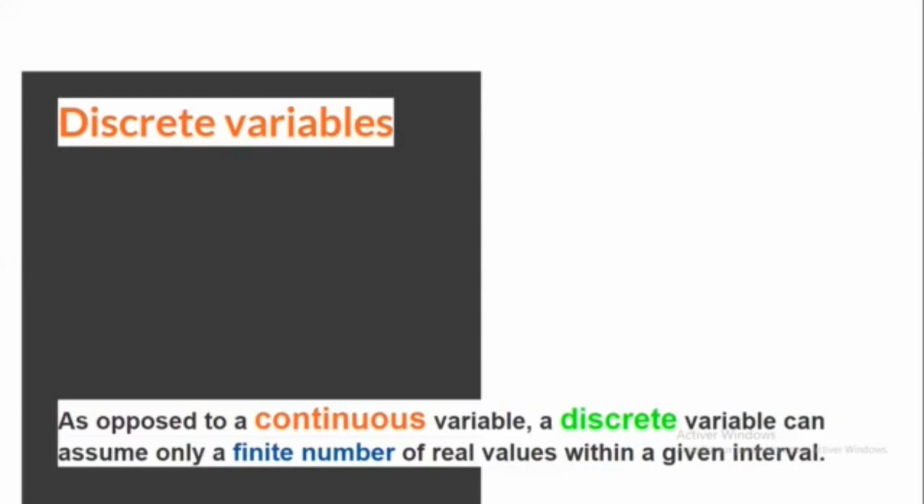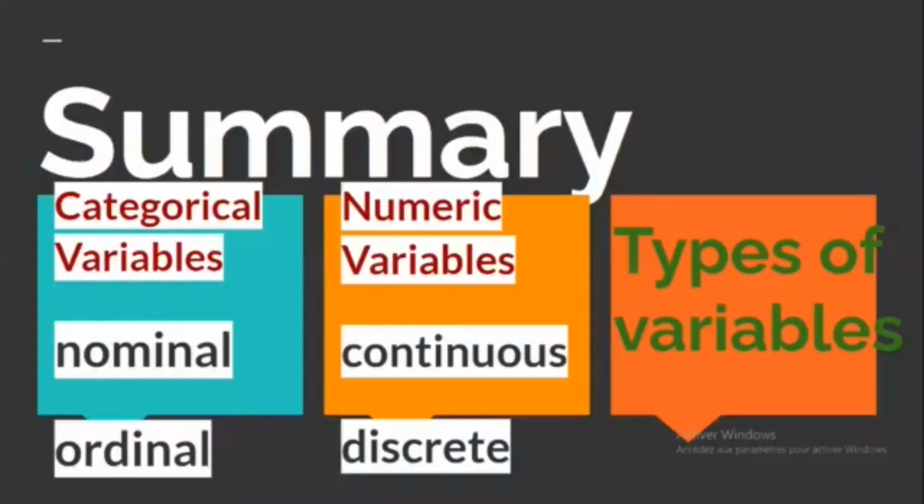Another example of a discrete variable is the number of people in a household for a household of size 20 or less. The number of possible values is 20. Because it's not possible for a household to include a number of people that would be a fraction of an integer like 2.27 for instance. In summary, we have two types of variables. 1. Categorical variables, which are divided in nominal and ordinal. 2. Numeric variables, which are divided in continuous and discrete.